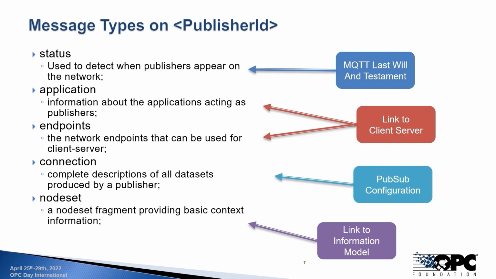The connection message type gives you all the metadata for all the dataset writers that are published for a particular publisher. So you can get all that data and then set up your subscriber in a batch mode, as opposed to subscribing to individual topics. And the last one is the node set. This is the node set fragment. And I'll be talking a bit more about what the word fragment means, but it provides basic information model context information. And this is the first part of the links that we're adding between the information models and the data as part of our MQTT mapping.